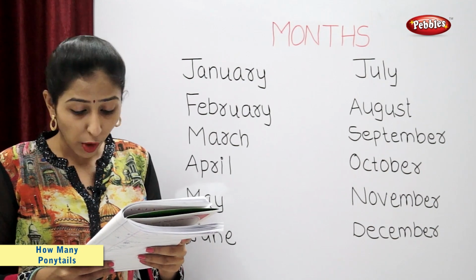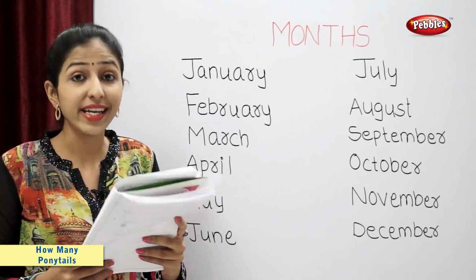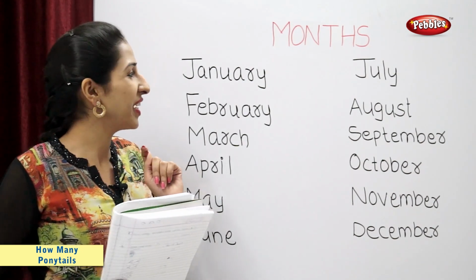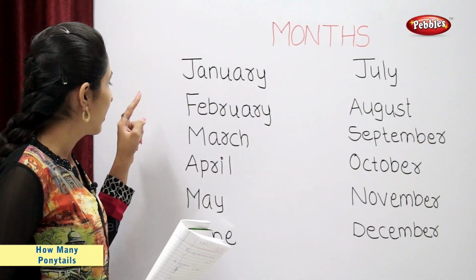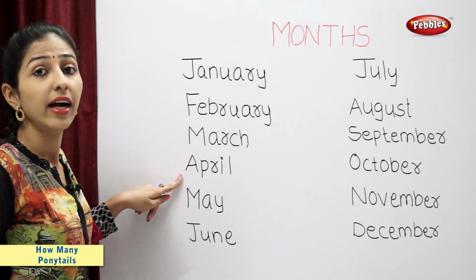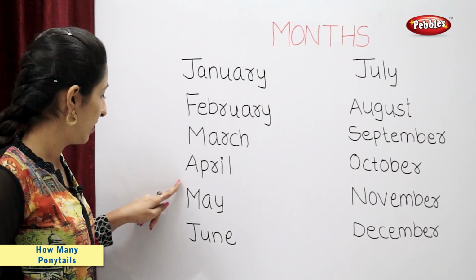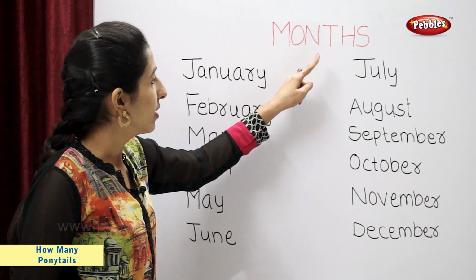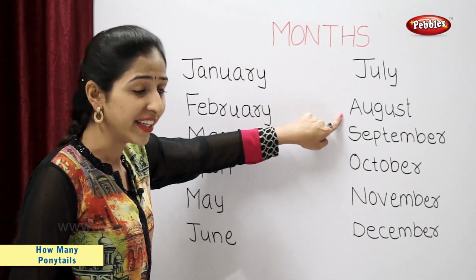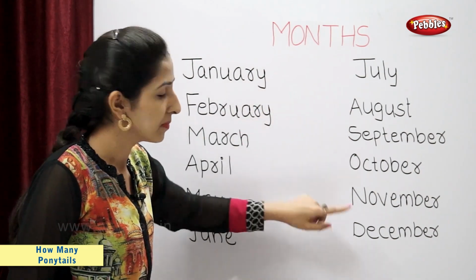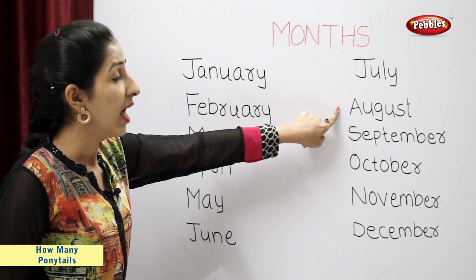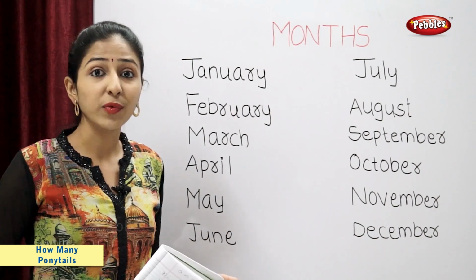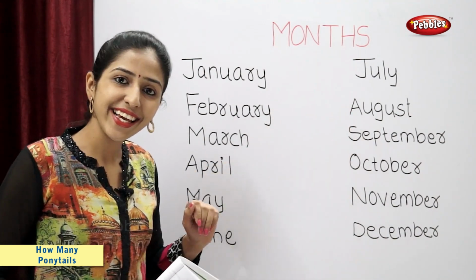There are how many months starting with letter A? Let's find out. A. April, August. So there are 1 and 2 months starting with letter A.